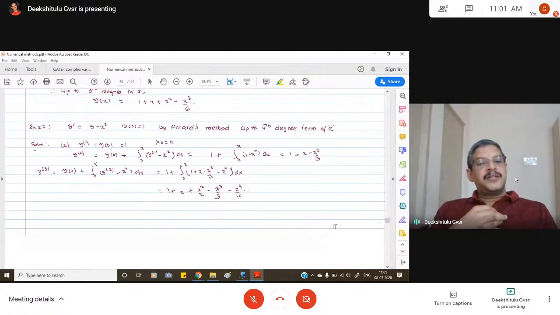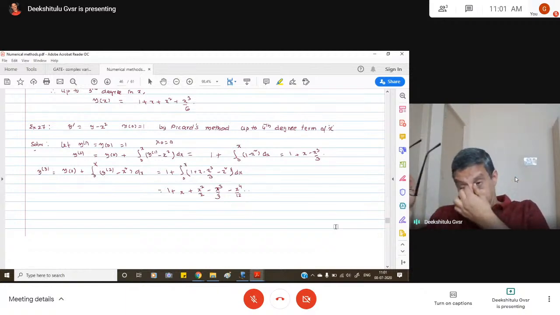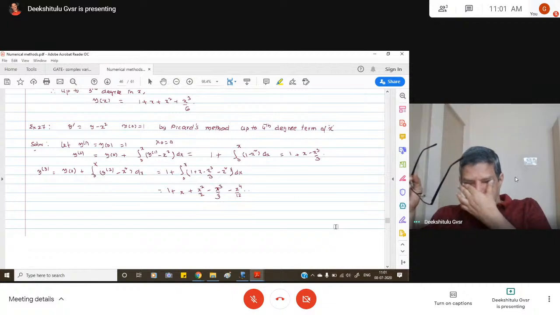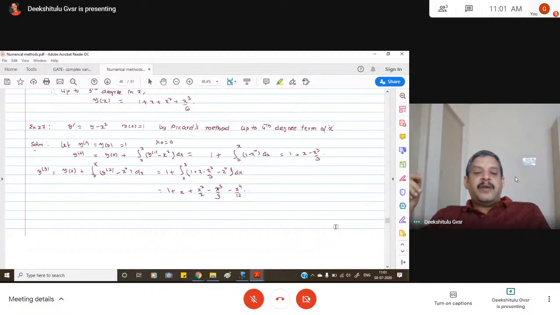So, y' is equal to y minus x squared, y at 0 is equal to 1, by Picard's method up to 4th degree term of x. Up to 4th degree term of x we have to calculate. Okay. So, this is one way of asking the questions. You will be asked to find the solution of this equation up to 4th degree term: A. 1 plus x squared by 2 minus x cube by 3 minus x power 4 by 12. B. 1 plus x plus everything, all the options look the same. That is to trap you, to put you under pressure.